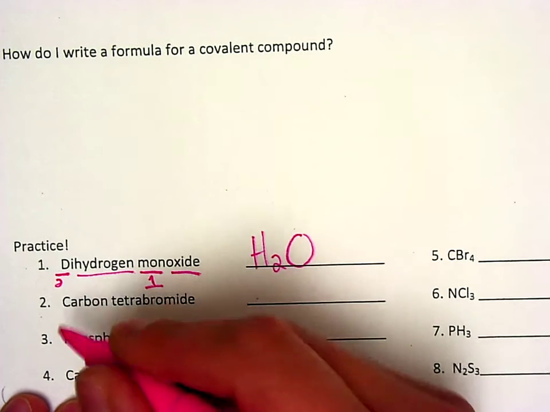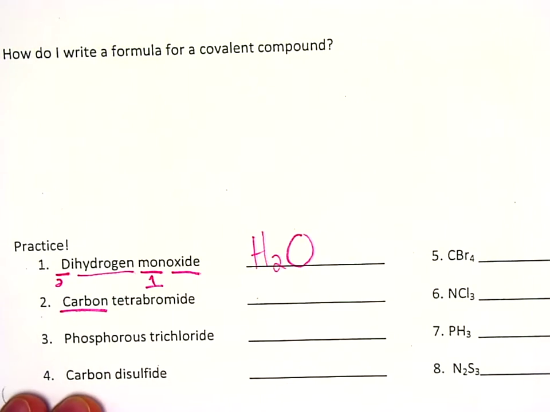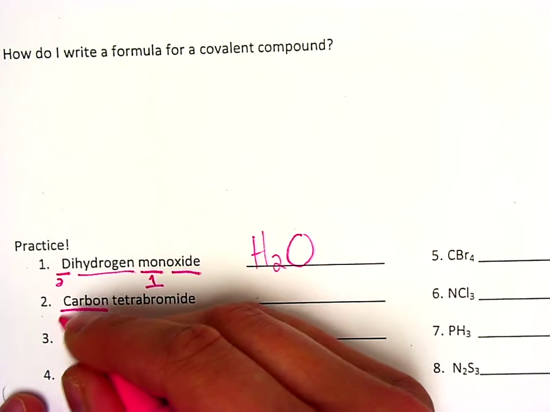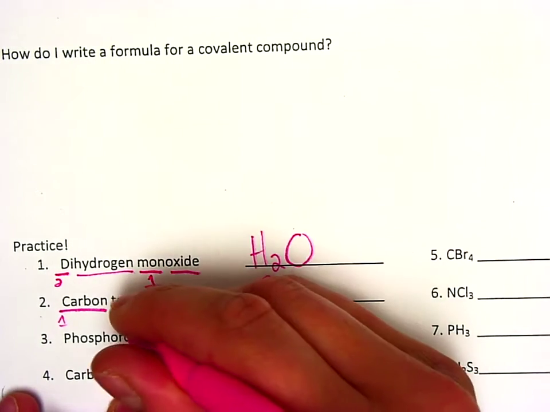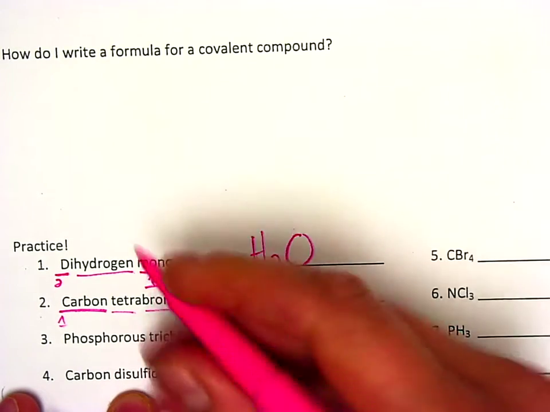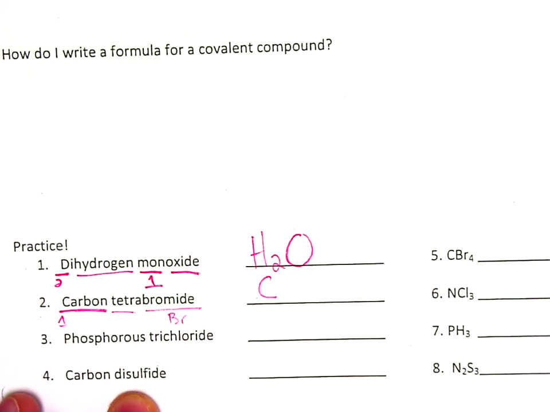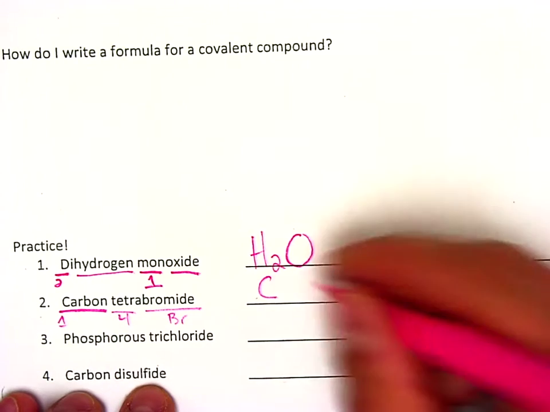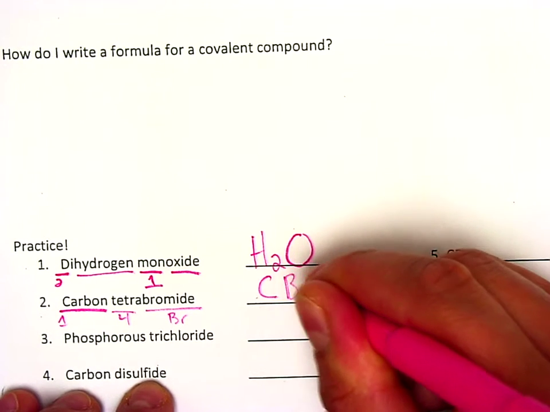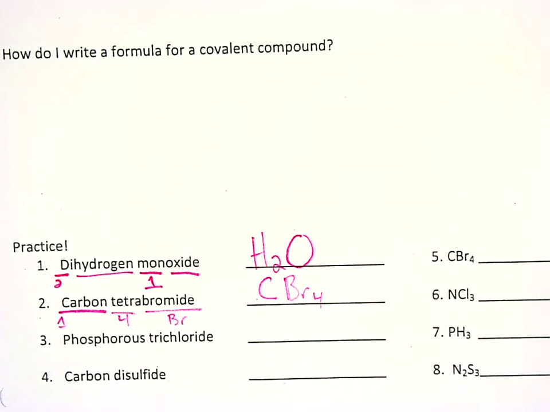Carbon tetrabromide. So carbon, okay, there's no prefix. That means we have one of it. So I'm going to write C, 1 carbon, tetrabromide. Bromide comes from bromine. Tetra in your prefix list means 4. So I think BR4. I think of tetra like Tetris has lots of 4-sided shapes.